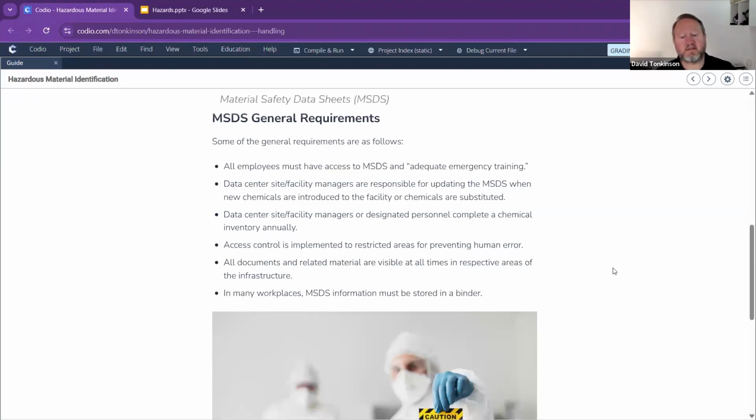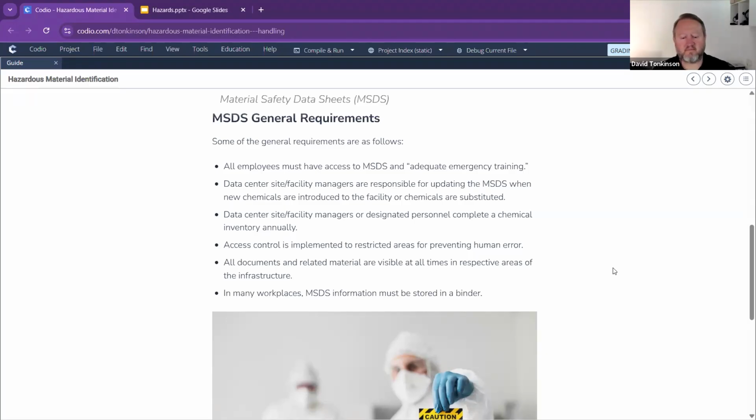Now, as I said, the data center site manager is responsible for updating that document, the MSDS. He normally will update or review it once a year, depending on the data center, or when any new chemicals are introduced. So if they basically need to add a different fire extinguisher system, then that MSDS will have to be updated and made available, and everyone should be aware of it before that gets installed and is made active.